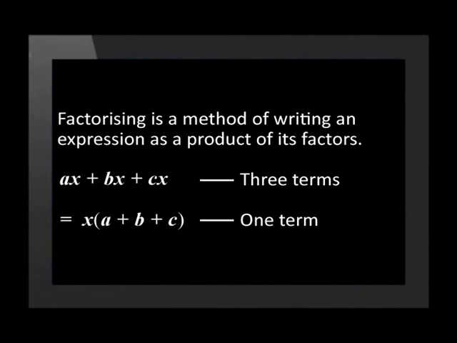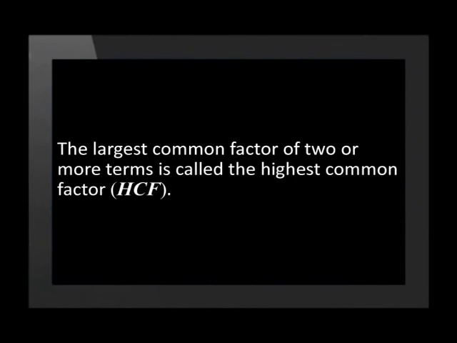Shelley has shown us that factorization is the reverse process of finding the product of the factors. Factorizing is a method of writing an expression as a product of its factors. In other words, rewriting many terms as one term. The largest common factor of two or more numbers is called the highest common factor, HCF.